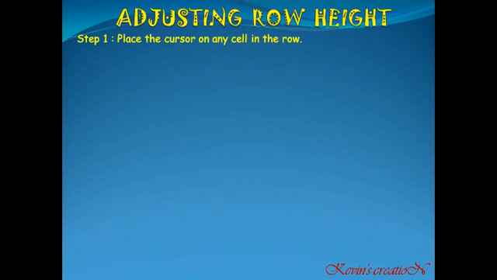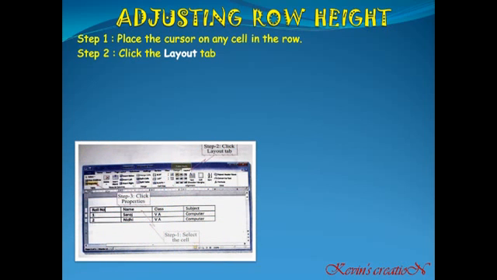Adjusting row height means we can either increase the height of the row, that is the horizontal one, or we can decrease it. For this we have to select any cell in the row whose height we are either going to increase or decrease. Then we have to click the layout tab. So look at the diagram here. First we have selected the cell. We have selected this cell name, and then after that we have selected layout tab as we were doing earlier.